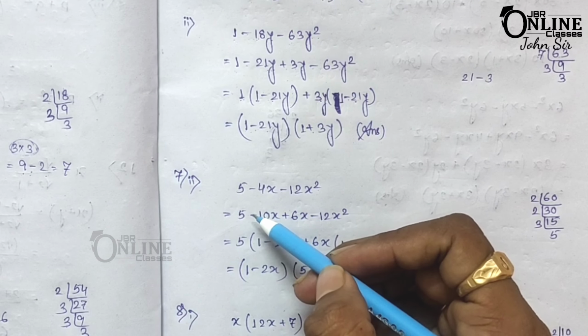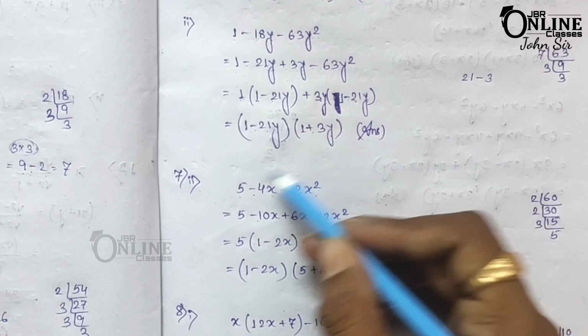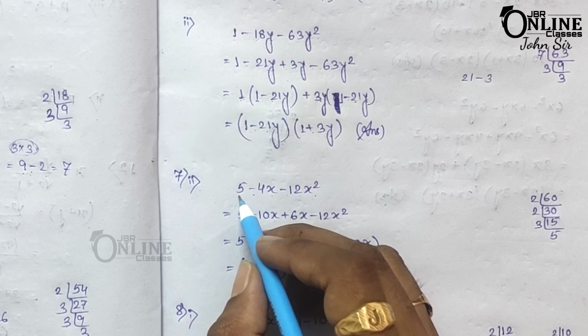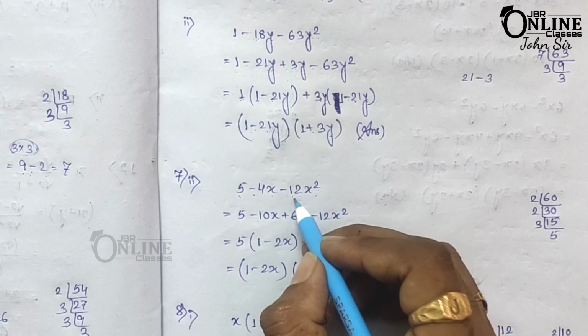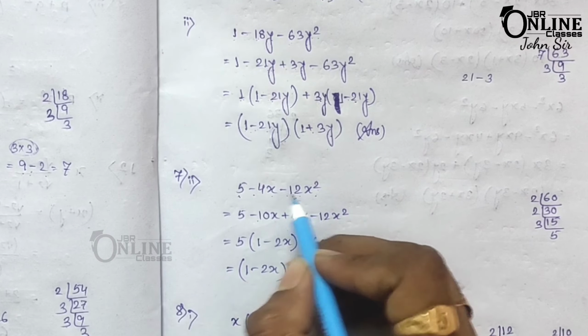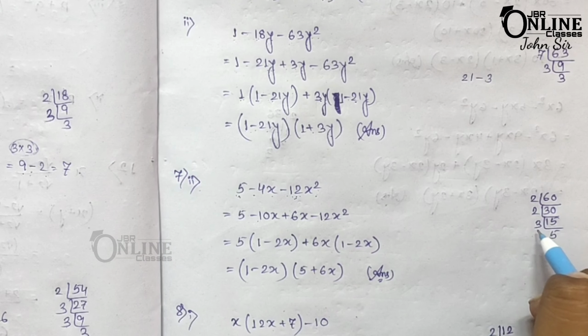Okay, so in sum number 7(2), here 5 minus 4x minus 12x square is the given expression. So that means here the constant term is 5 and the coefficient of x square is 12. So first what you have to do is multiply this constant with the coefficient. So 5 into 12, that becomes 60. Next thing is you have to factorize this number.